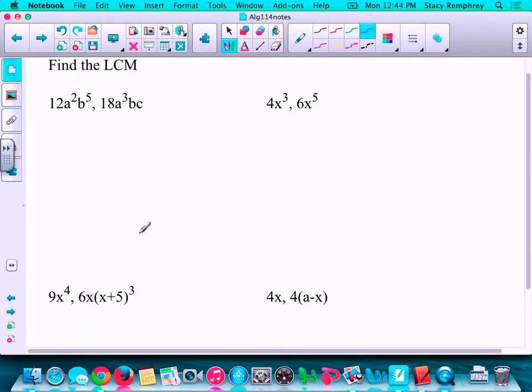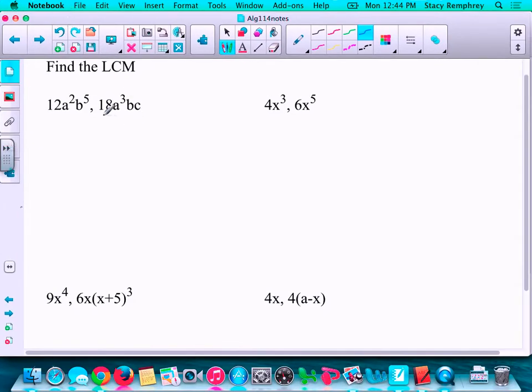So now we're going to find the least common multiple of these different expressions. So what I'd like you to do is give these a try. Just give them a try. Go to all your factors. Take the different parts. What's going to multiply to give you 12a squared b to the 5th? What's going to multiply to give you 18a cubed bc? Okay, so give these a try and then come back and we'll talk about the answers.